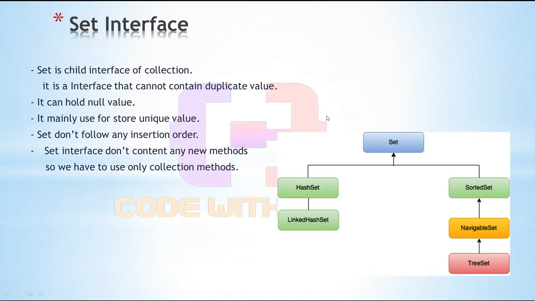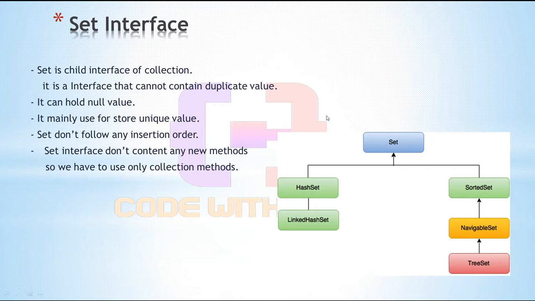Then here we have the set interface. This set interface can only hold unique values. Here we can't store a duplicate value. Let's discuss the set interface key points. Set is a child interface of Collection. It is an interface that cannot contain a duplicate value. It can hold a null value, but it cannot contain a duplicate value. It is mainly used to store unique values. Set doesn't follow any insertion order. The Set interface doesn't contain any new method. That's why whatever methods Collection provides, we can only use those methods with the Set interface.